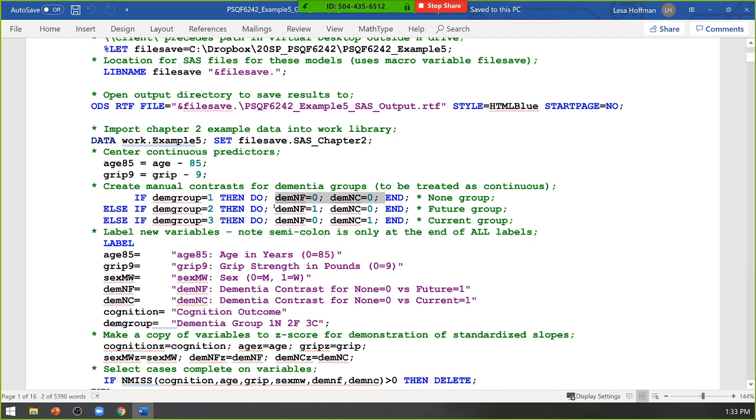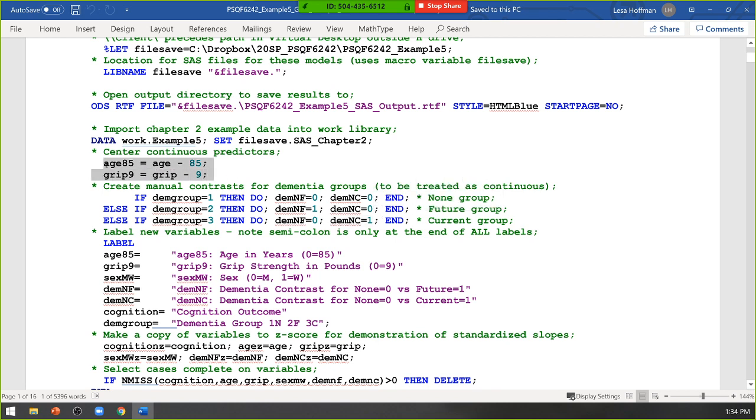If it's group 2, that's the future group. The first contrast flips to 1 to differentiate the future group from the none group. And if they're in group 3, then the last contrast flips to 1 to differentiate the current group from the none group. So that means the model is directly going to give me the difference of none versus future as one slope, none versus current as another slope, and then I can write a statement to get the difference of those two slopes to get the difference of future versus current, the non-reference group for the model.